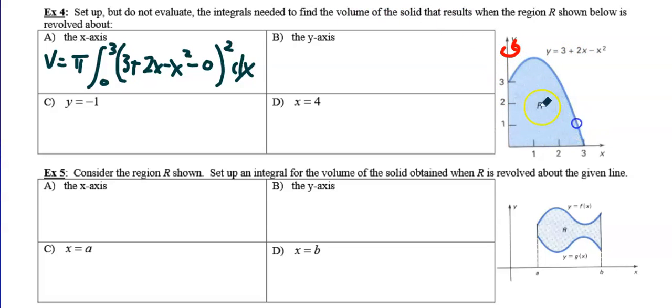And I think that's probably the easiest way to differentiate between whether we use the shell method or the washer-disk method. So now let's go ahead and draw something that's parallel. Since our axis is now parallel to our rectangle, then we know we want to use the shell method.